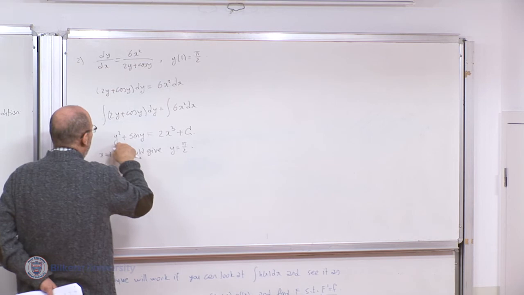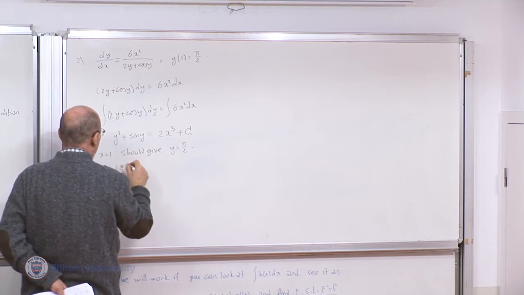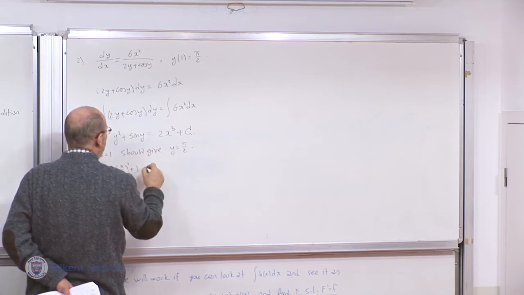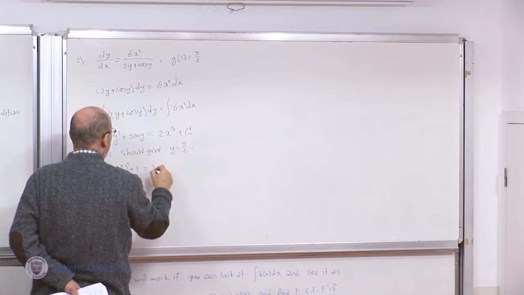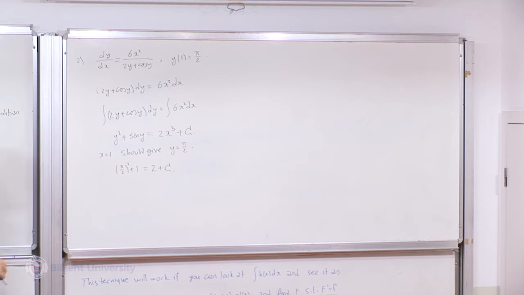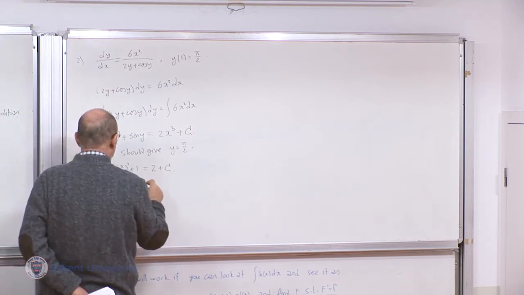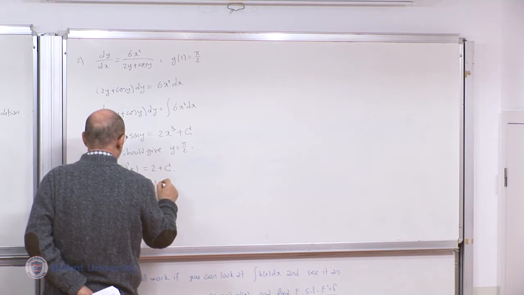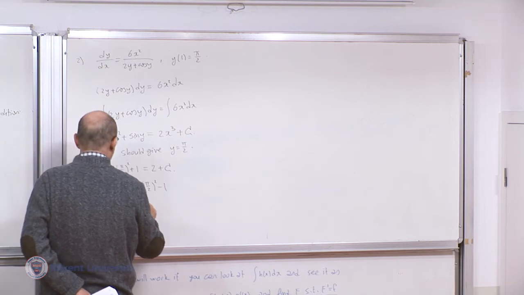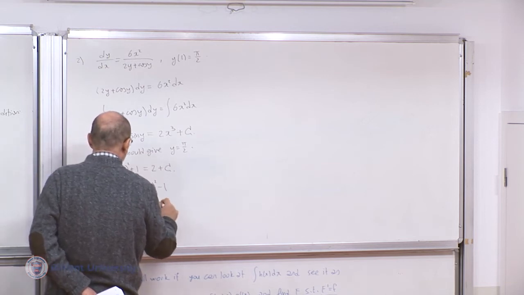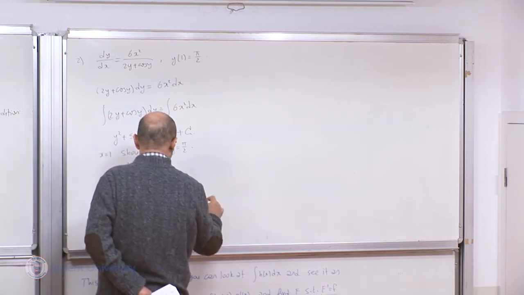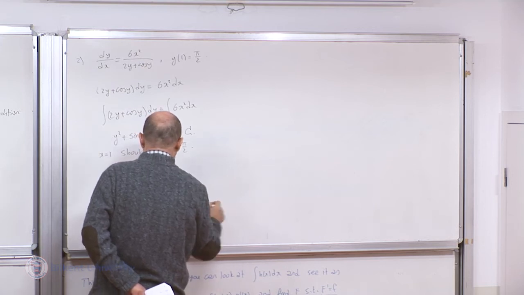Okay, so this is now pi over 2 squared plus sine pi over 2, which is 1, is equal to, with x equals 1, 2 plus c. Okay, so here we know what c is. So c is pi over 2 squared minus 1. Hence we have y squared plus sine y is equal to 2x cubed plus pi squared over 4 minus 1.